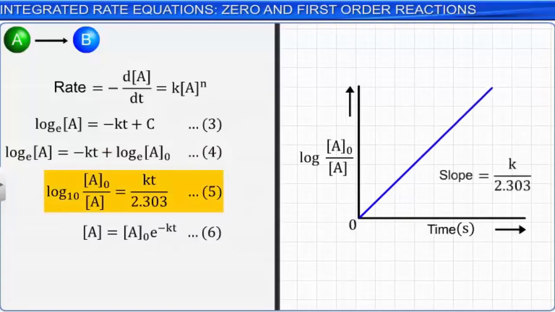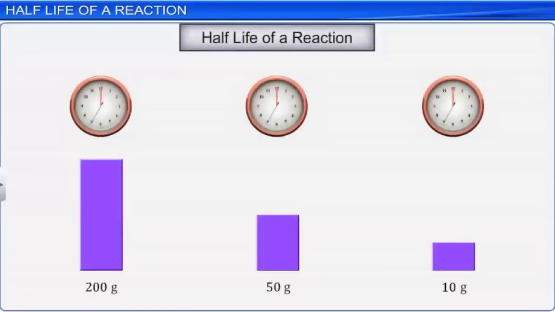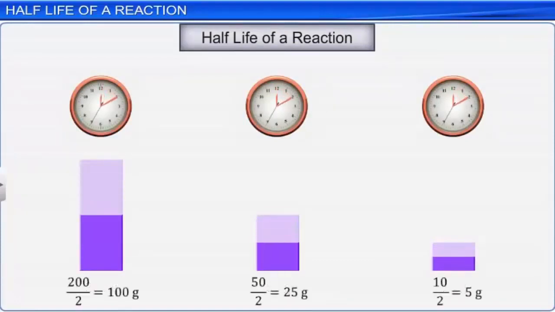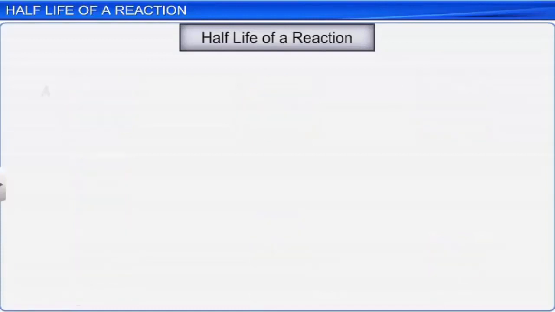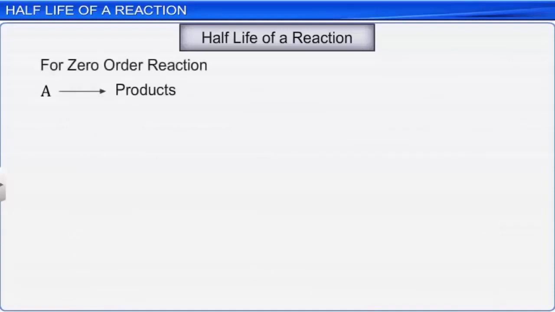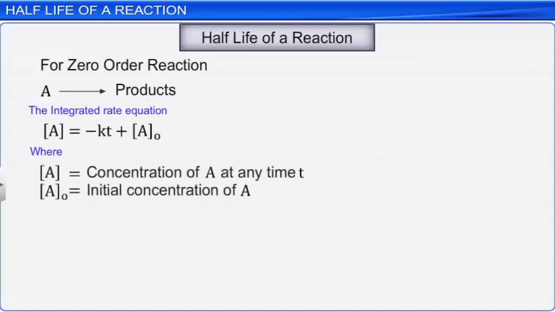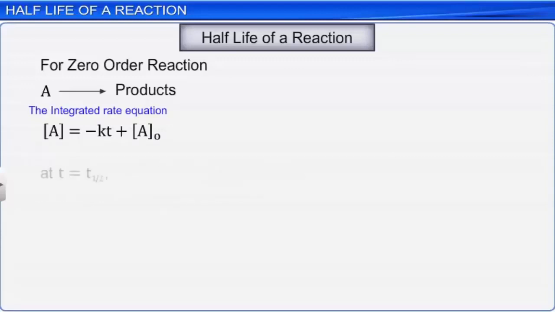Half-life period of a reaction is defined as the time taken for the concentration of a reactant to reduce to 1/2 of its initial concentration. Let's consider a simple reaction. If this reaction is of zero order, then the concentration of A is given by [A] is equal to -k multiplied by t plus concentration of A naught. Let t1/2 be the time in which the concentration of reactant A reduces to 1/2, which is equal to concentration of A naught by 2.